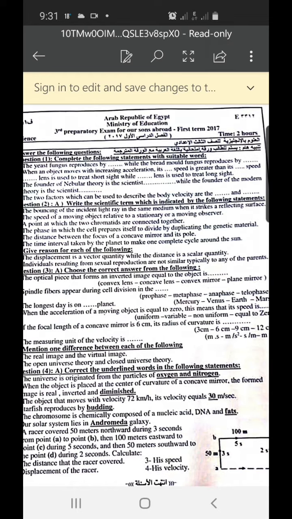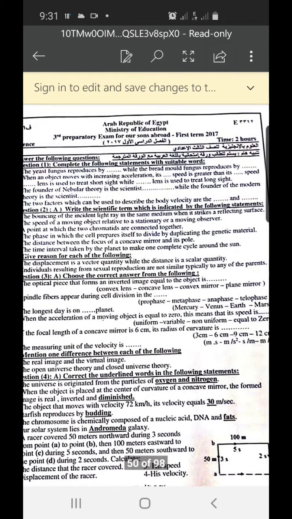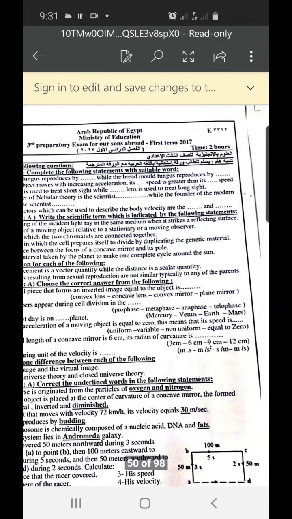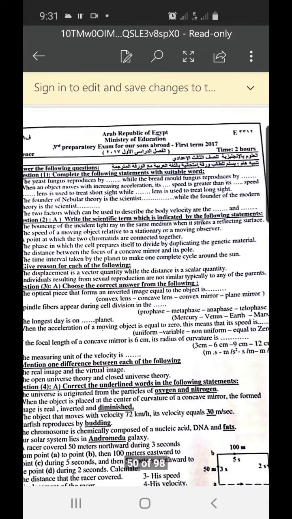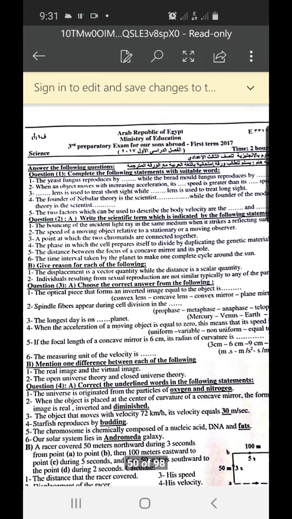Number 5, the two factors which can be used to describe the body velocity are space and space. The answer is the velocity can be described by distance and time.